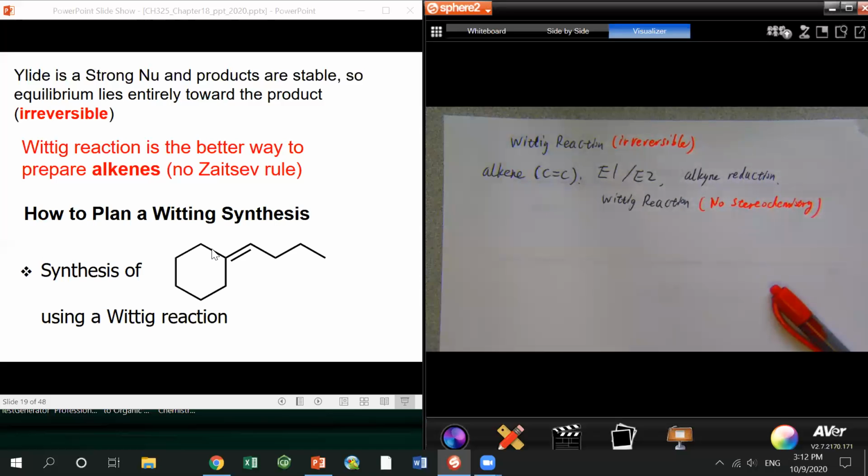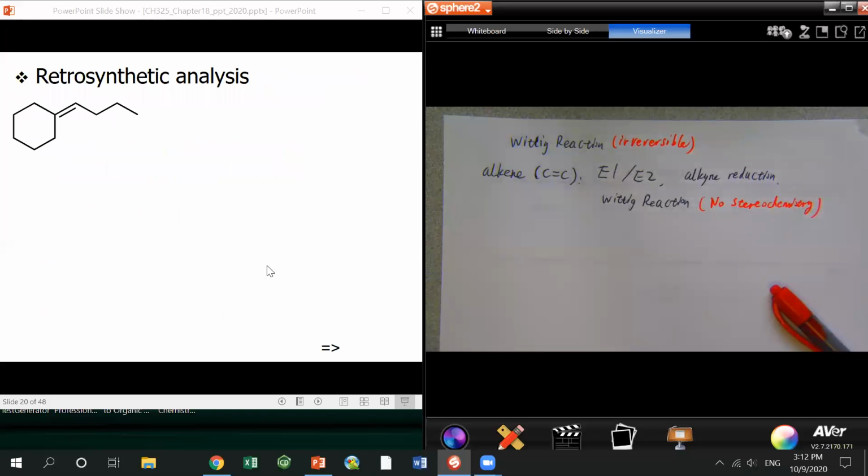So we have cyclohexene and then a long carbon chain. For this type of question, it's pretty easy. You just break up your C=C bond. One part comes from a ketone or aldehyde, and another part from an alkyl halide, like a bromide or chloride. For this question it doesn't matter, so you can have two routes.